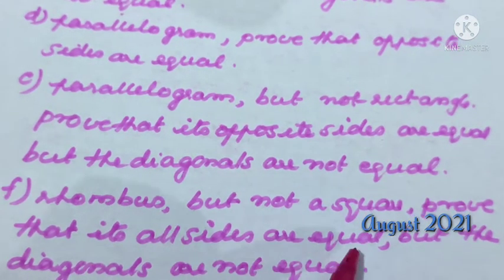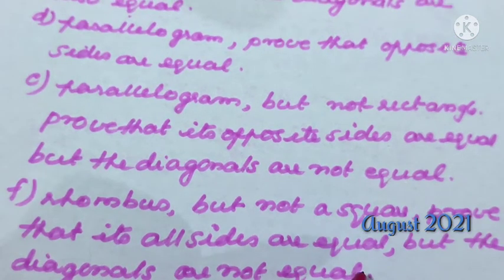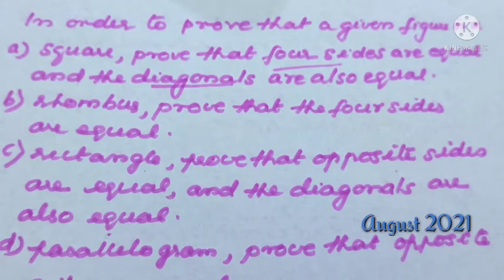Now, a rhombus but not a square. It is a rhombus but at the same time it is not a square. So what is the condition we should prove? All the sides are equal but the diagonals are not equal. I have done a similar sum here. We proved an equilateral triangle, then we proved a square, after giving the 4 points. Such questions can be asked and the distance formula has to be used.